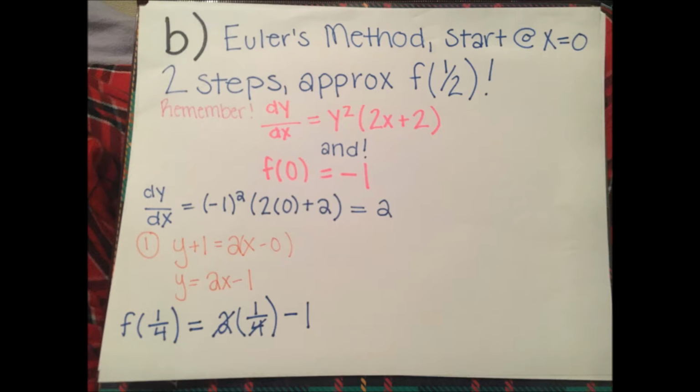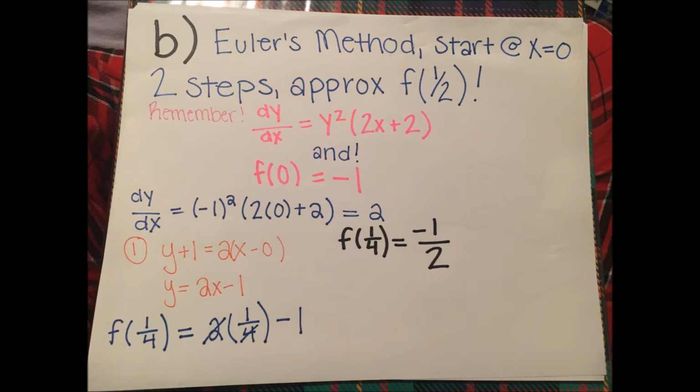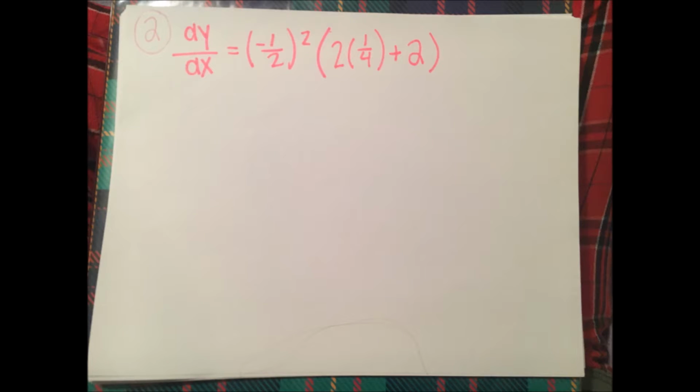Okay, so back to solving the problem. You plug in 1/4 for x, and when you solve, you get f of 1/4 equals negative 1/2. And then you repeat the same thing all over again, but with your new point, which is (1/4, negative 1/2).